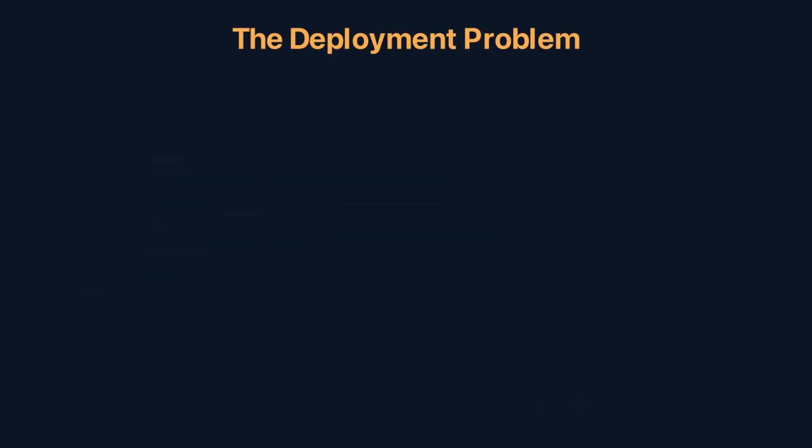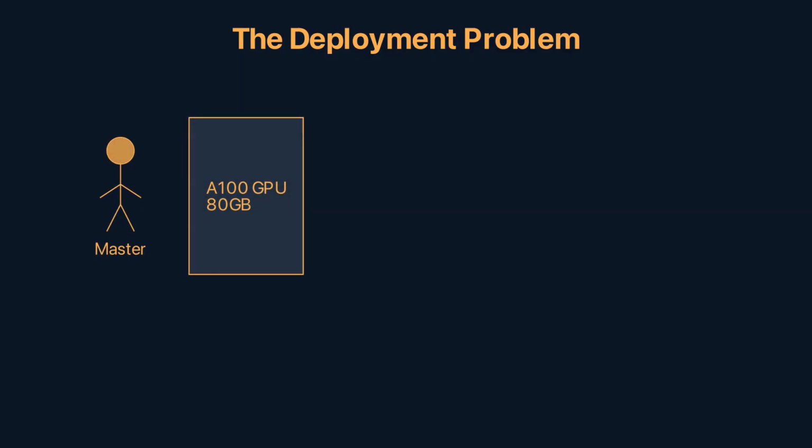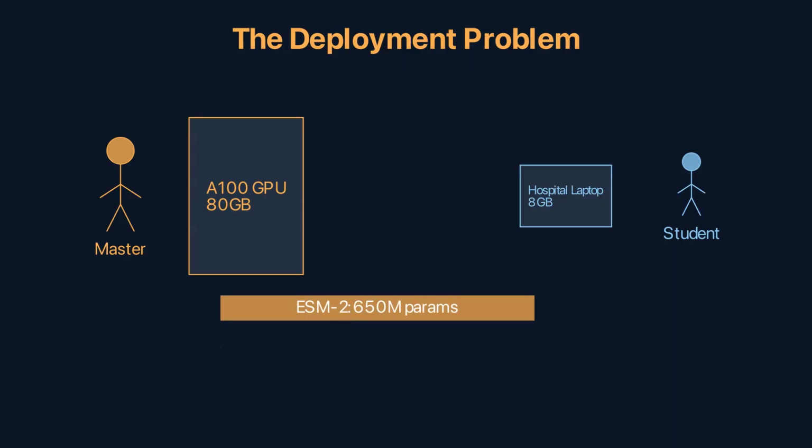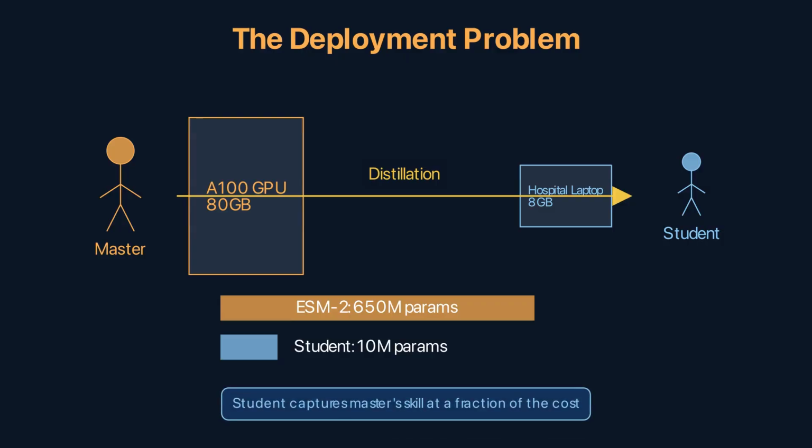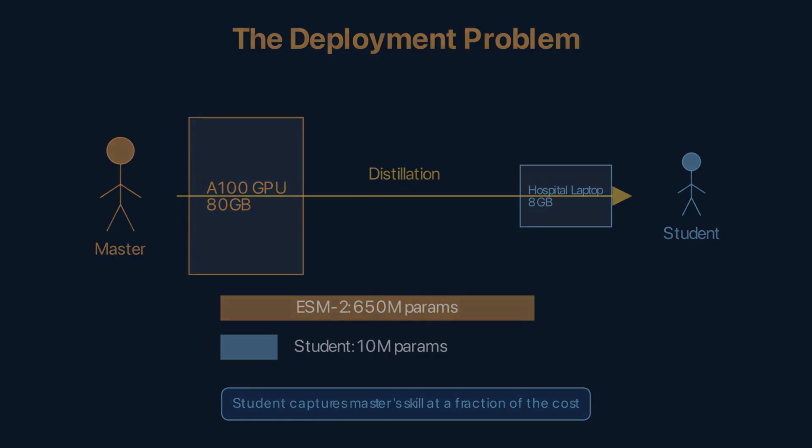ESM2 has 650 million parameters and requires a GPU with 80 gigabytes. Your clinical app needs to run on a hospital laptop. The master produces extraordinary work, but can't be present at every exhibition. You need a student smaller, faster, who captures the master's skill at a fraction of the cost.